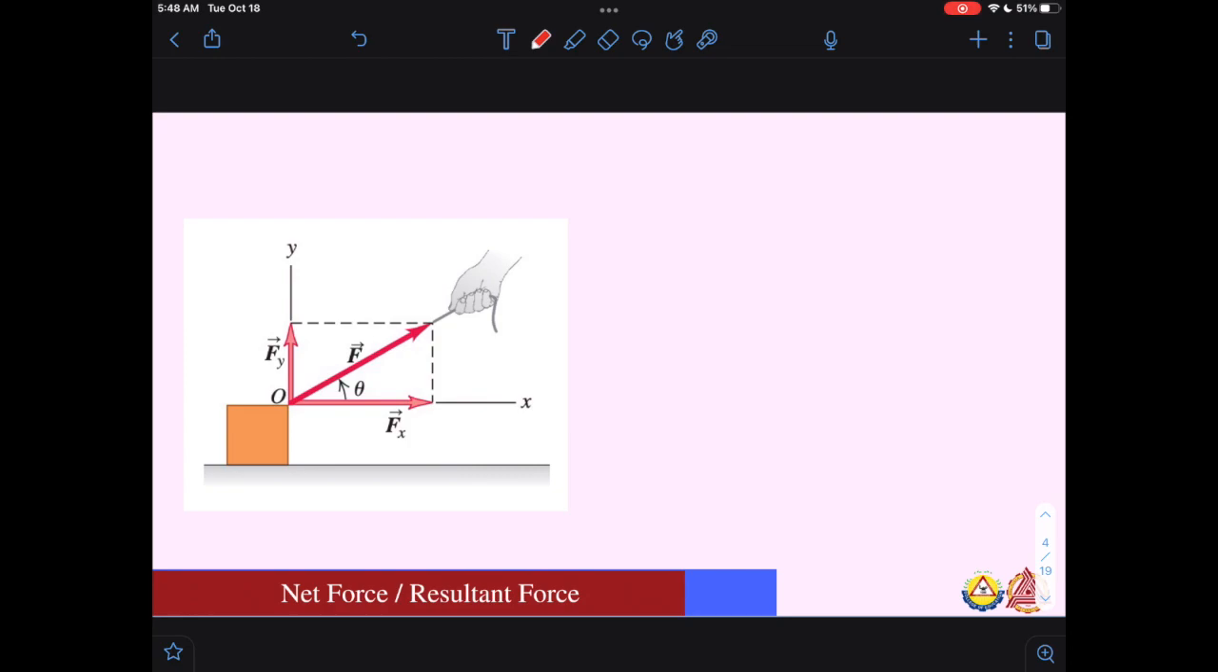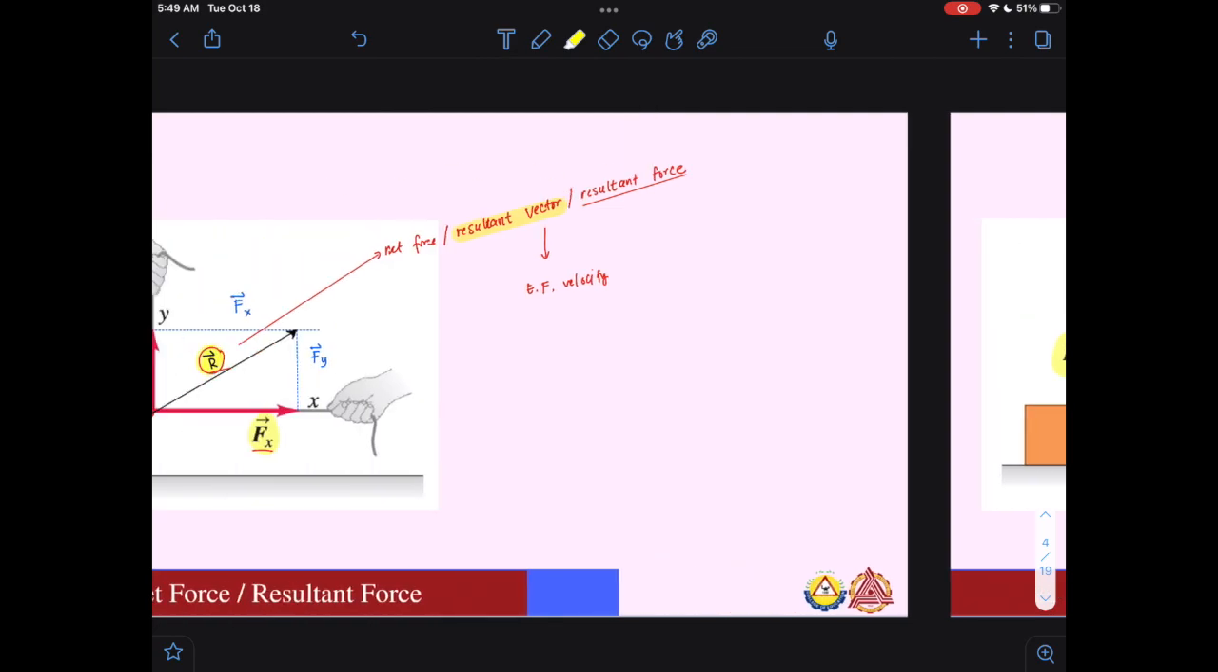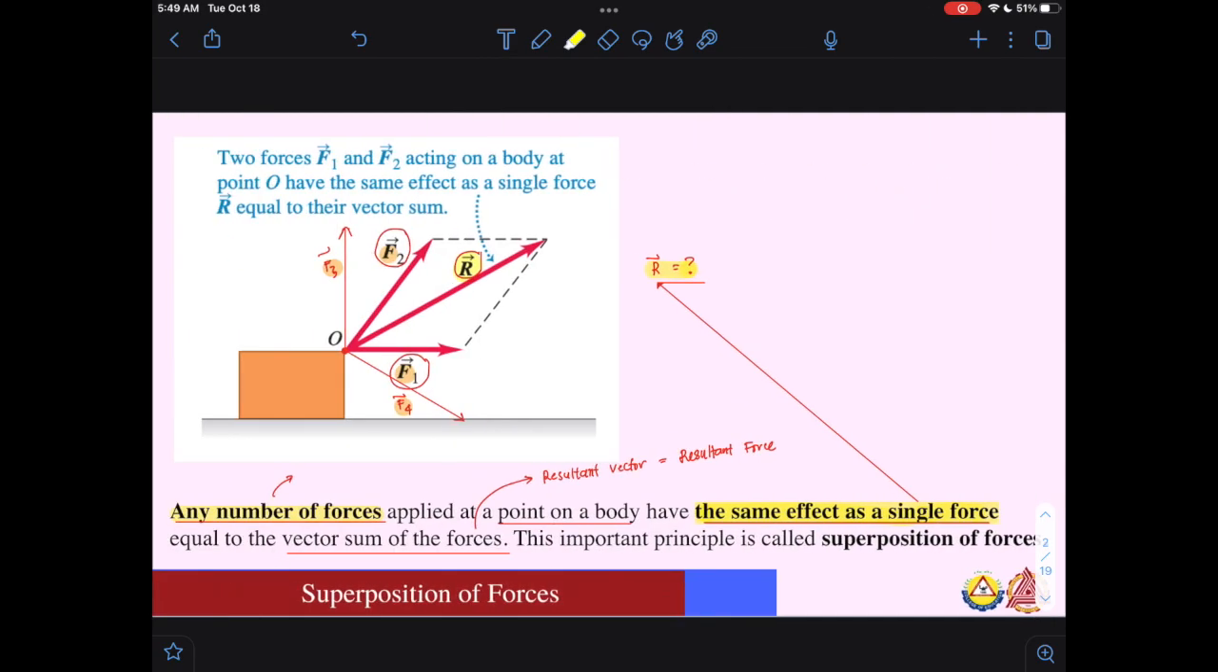Basically, this is just the sketch of what I mentioned earlier. Now, of course, I failed to take into consideration the angle theta, because a vector should be directed, it has a magnitude and direction. So this is what I said earlier: if you have force Fx here and force Fy here, you have two forces, and by the principle of superposition, any number of forces, which in this case is two, applied at a point in the body, has the same effect as a single force, as long as that single force is your vector sum or resultant force.